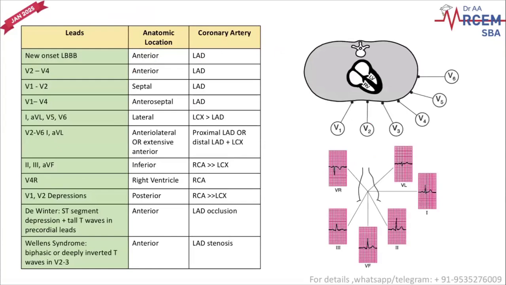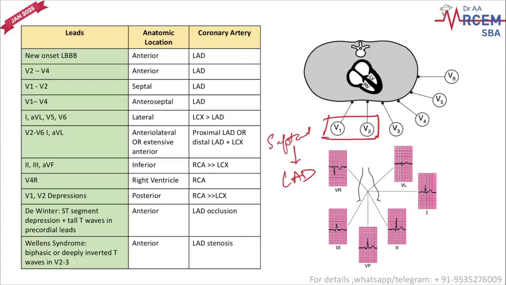And at the same point of time, you can predict which coronary artery is involved, or which one is the culprit artery where the pathology is present. You can guess it by looking at the ST segment elevation in the ECG. For example, if the ST segment elevation is in lead 1 and 2, it is the septum, or the septal artery basically, that is involved. The artery which supplies it is the LAD. LAD stands for left anterior descending artery.